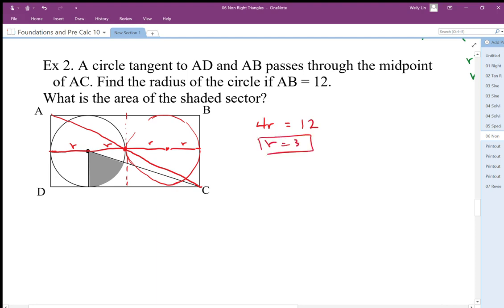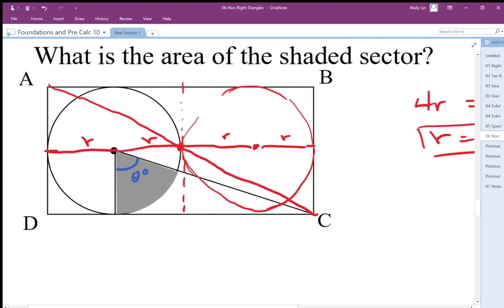I could try to use some trig here and work this out, but this is probably easier just to do it in that way. So for the area of the shaded sector, what we need to figure out is the angle, and this is where we're going to have to use some trig. So we need to figure out this angle in here, we'll call theta. So how do I find that angle theta?